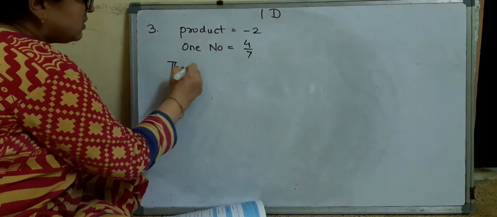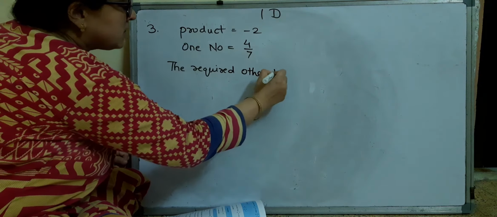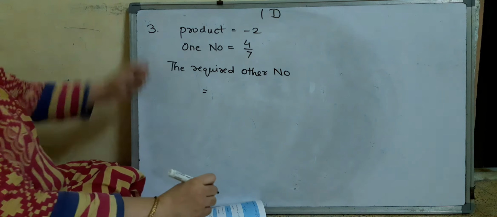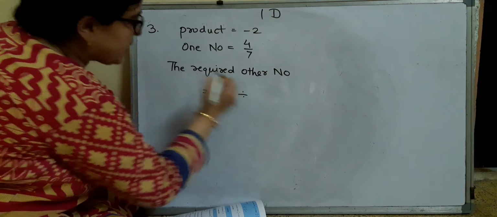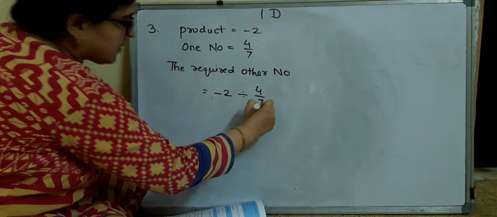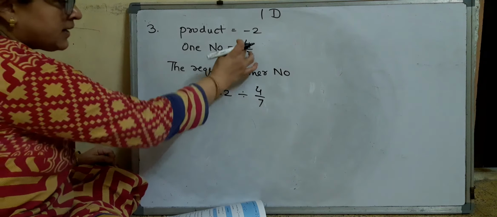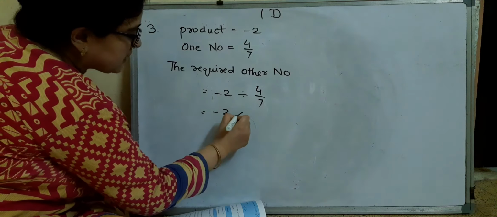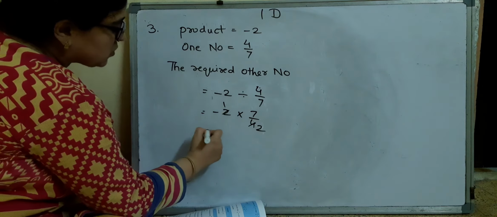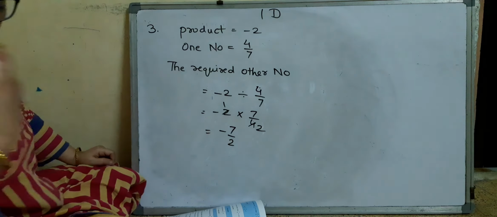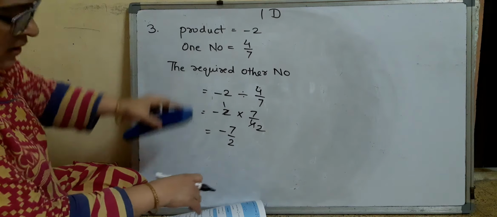So the required other number is equal to, always you have to write the product first, minus 2, and the divide sign, then the other number 4 upon 7. Right? You always write the product first, then write the other number. Right? Minus 2 multiplication sign, the reciprocal of 4 upon 7 is 7 upon 4. 2 1s are 2, 2 2s are 4. Minus 7 upon 2 is the answer. Now third sum completed. Now fourth sum.